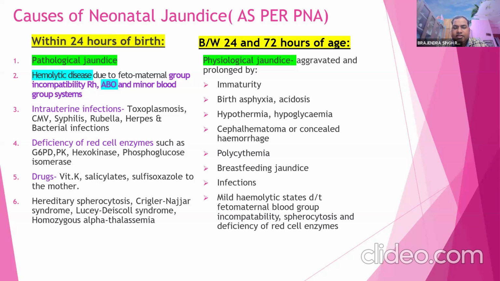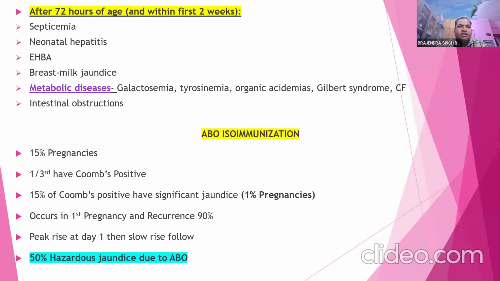This is also the time frame for physiological jaundice, and causes are like immaturity, birth asphyxia, acidosis, hypothermia, and so on. Third, after 72 hours of age and within the first 2 weeks: septicemia, neonatal hepatitis, breast milk jaundice, biliary atresia, and metabolic diseases.